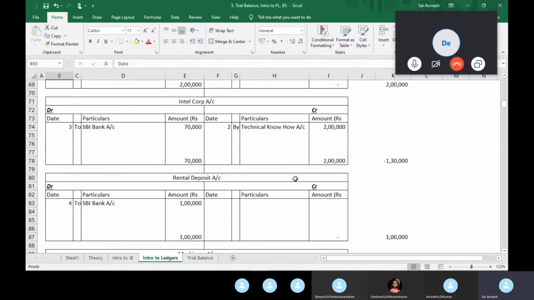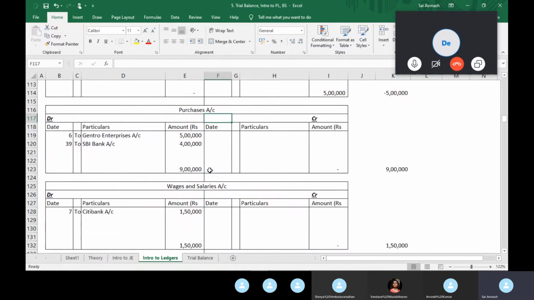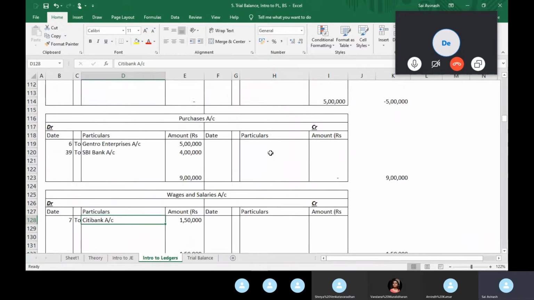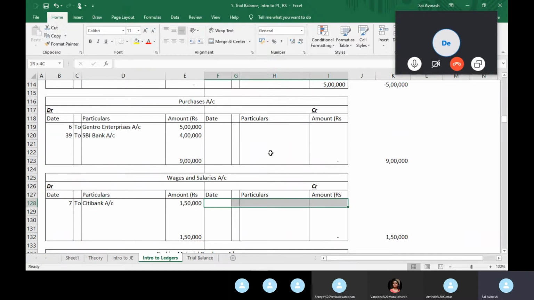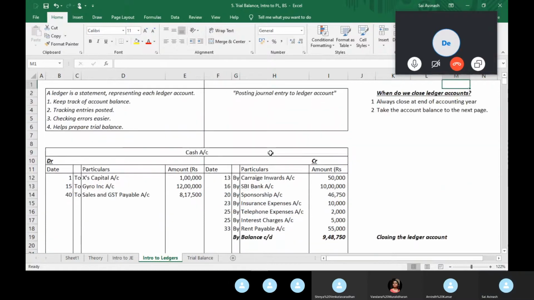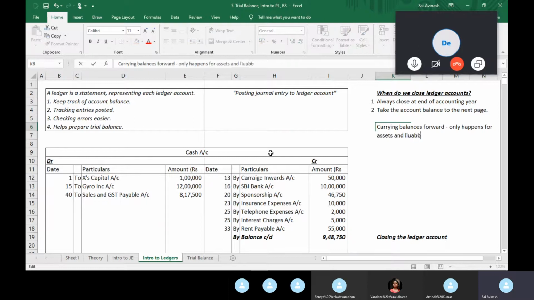However, if you have an income or an expense account, let's see an example, purchases account, or in this case, let's take salary account, you will not take this balance forward. You will be taking this balance to a place called profit and loss account or trading account. We will understand where it goes, but as I'm just telling you, the rule is carrying balances forward only happens for assets and liabilities.